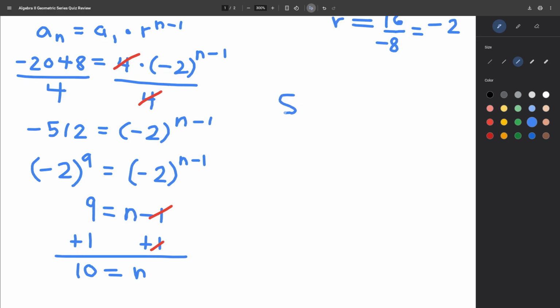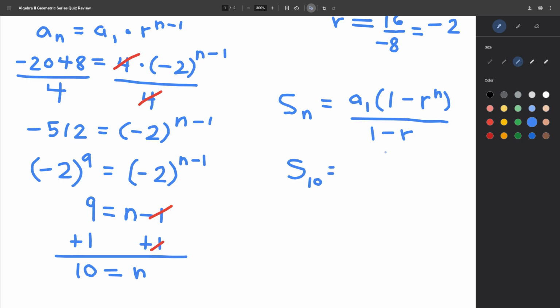Okay? So now we can use the sum formula for the sum of a geometric series, which is the sum of n terms equals the first term times 1 minus the common ratio raised to the number of terms n, all divided by 1 minus the common ratio. So let's plug in. We're going to say the sum of these 10 terms equals the first term, which is 4, times 1 minus the common ratio, -2 to the 10th power, all over 1 minus the common ratio, -2.